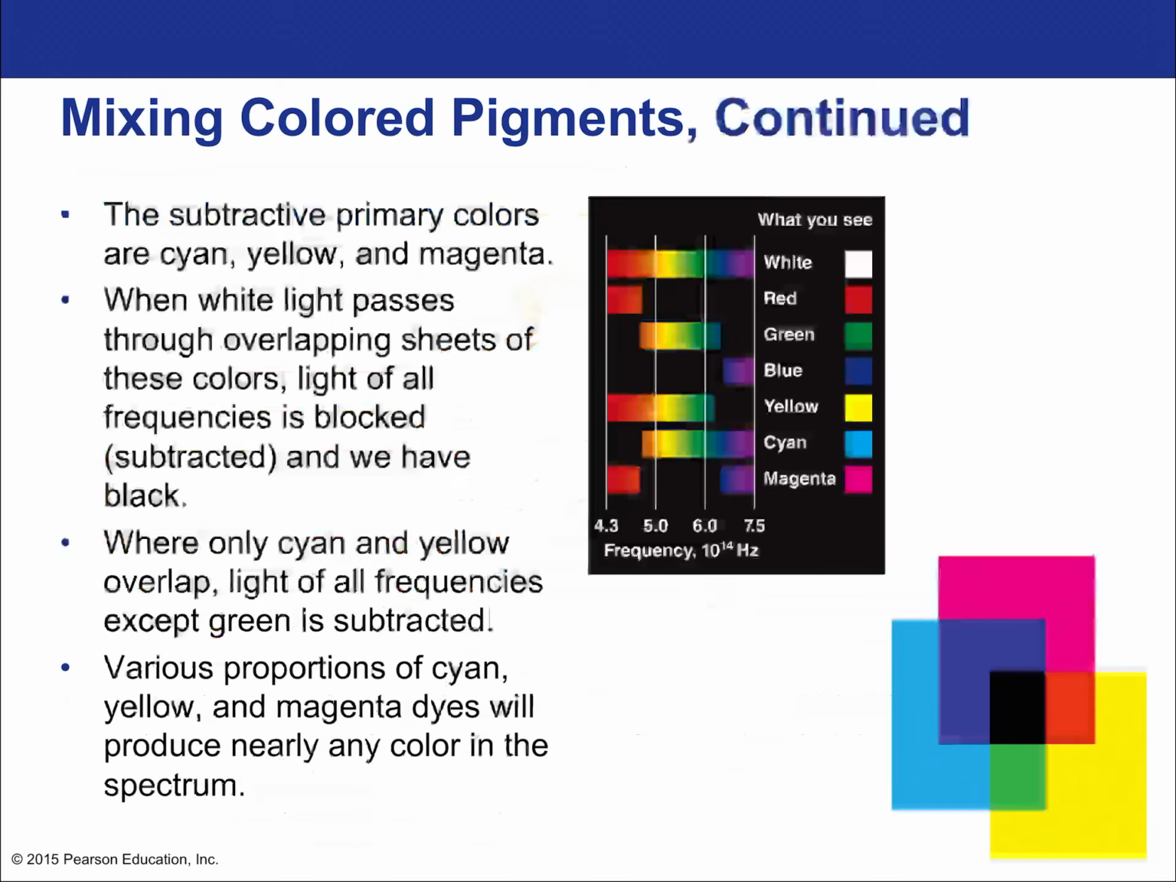Okay. So the subtractive primary colors are cyan, yellow, and magenta. If you haven't noticed, when white light passes through overlapping sheets of these colors, light of all the frequencies is blocked. It's subtracted, and we have black. So here is really why the name makes sense, because if you overlap the subtractive colors, the effect is black.